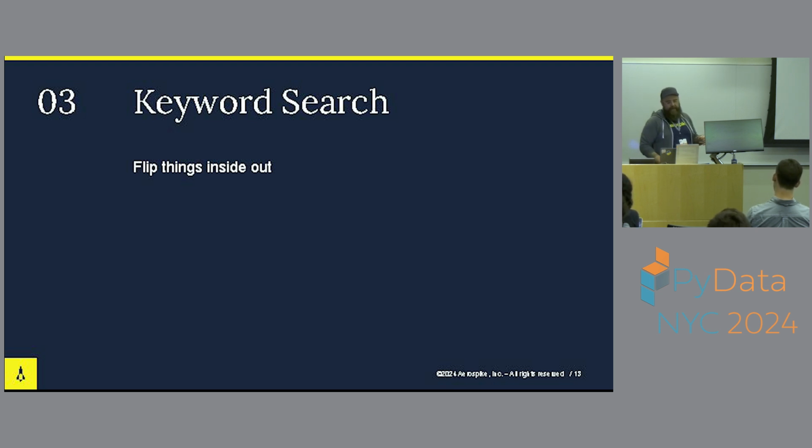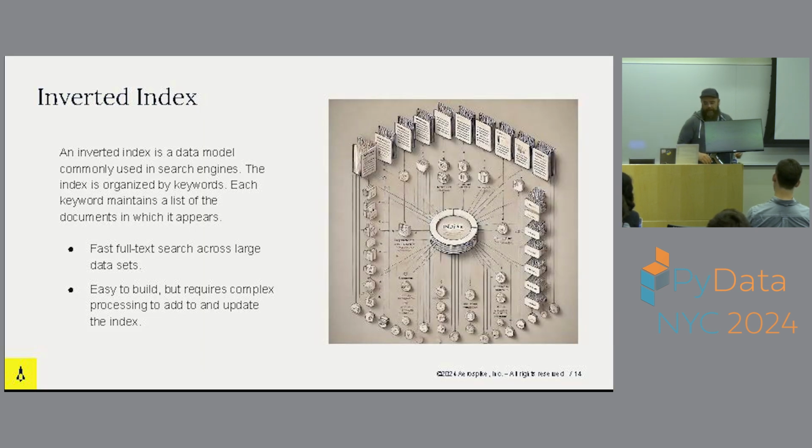We're using an inverted index. This was another ChatGPT image, and it was right out of the gate perfect. I saw this, and I was like, that's it. You did it. And then it even explained to me what an inverted index is. So that was pretty cool.